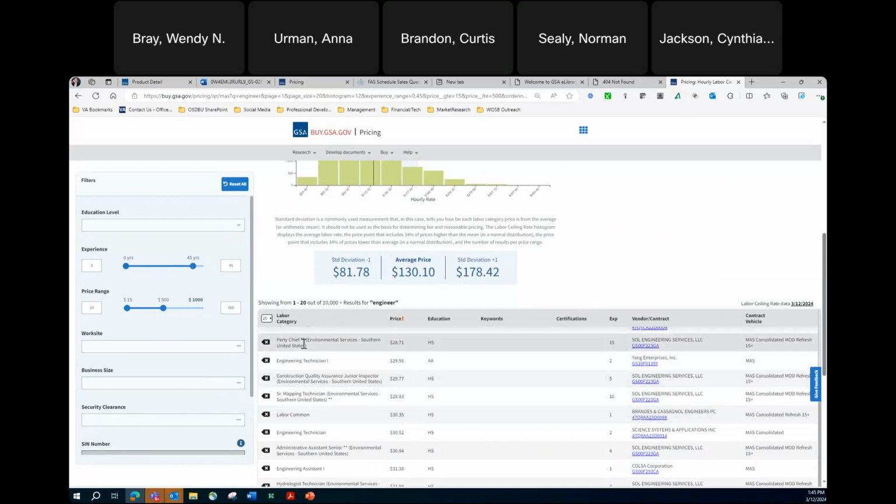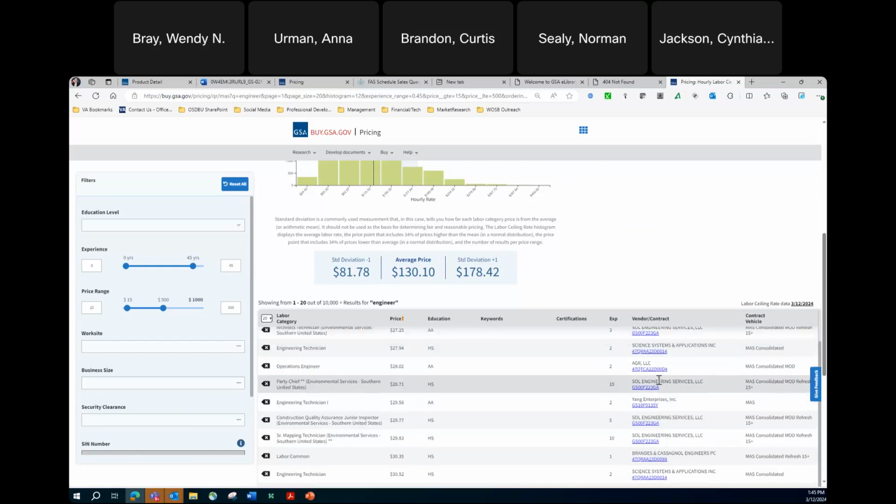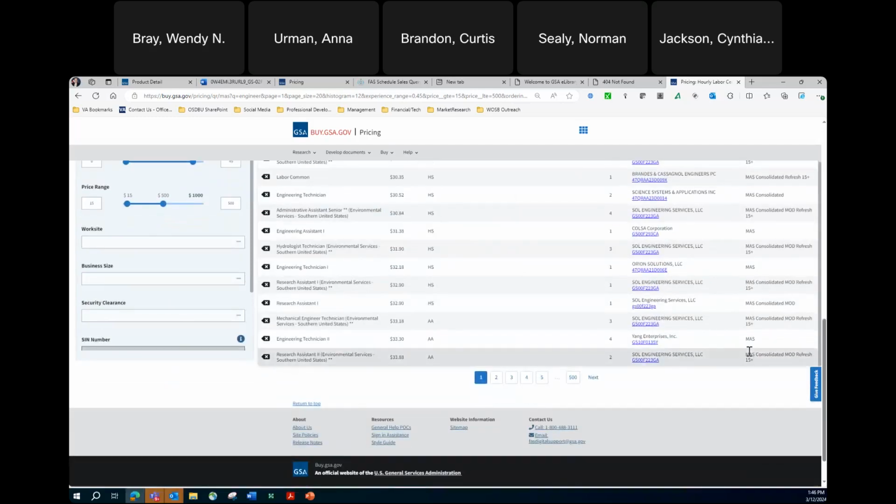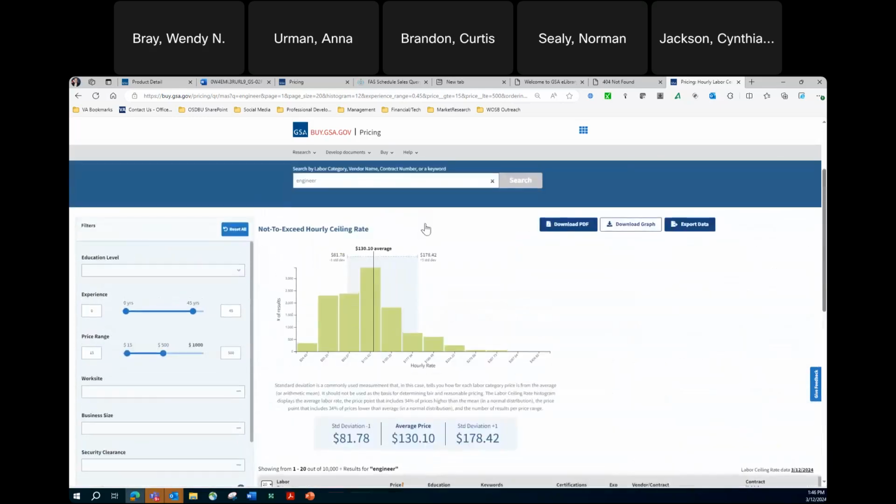But what this gives me is the definition, party chief, environmental services. So it gives me the labor category name, the price, that fully loaded rate, the education level, the contract that it came from, which I could click on and go to that contract that I showed you earlier, and the vehicle that it references. Mostly it's going to be those multiple award schedules or GSA schedules, but it could also be another contract.